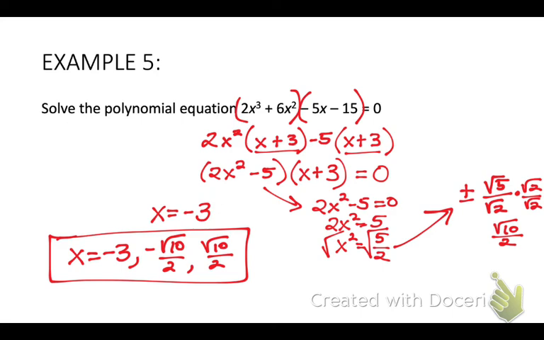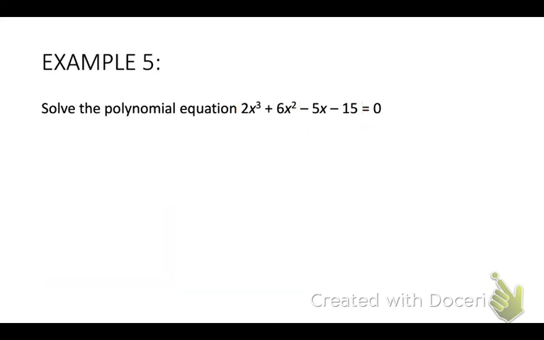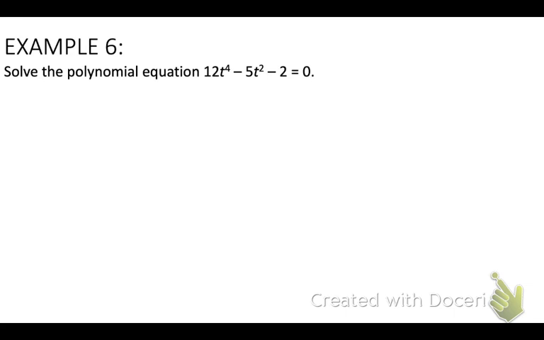So if I took this, I would take 2x squared and multiply it by the x plus 3, which is what we have written here. Then I would take negative 5 and multiply it to the x plus 3, which is here. Good question. Okay. All right. Moving along.